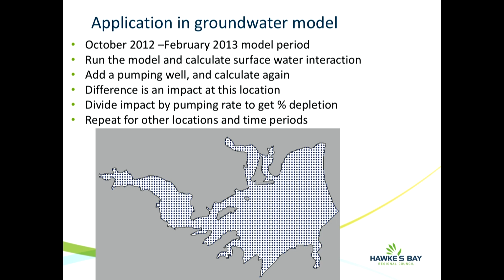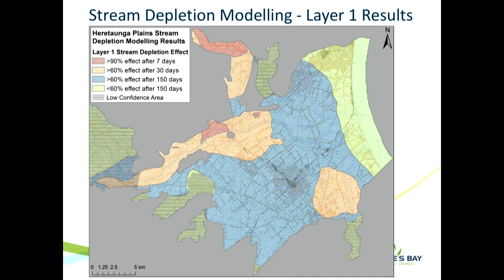So we ran that for different time periods and at all of these locations across the Heretaunga Plains to calculate the stream depletion effects of pumping at any location in the plains. And what we found was that there were these directly connected groundwater takes in these red areas. So after 7 days of pumping, 90% of that water is being from streams or rivers.